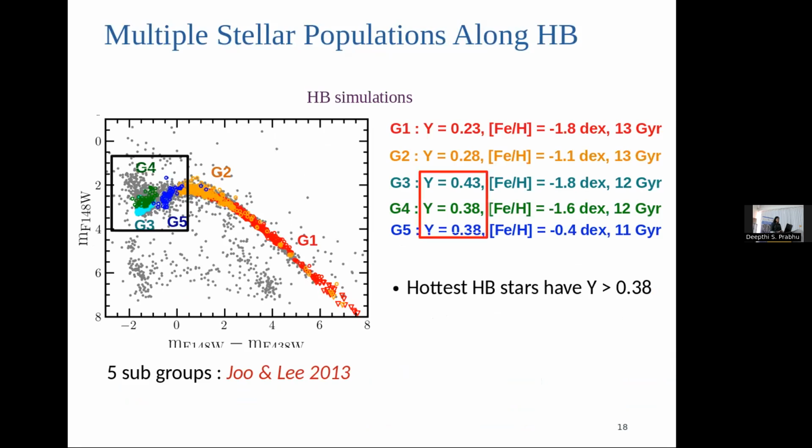So we can see that the hottest HB stars are enriched in helium and have helium abundance greater than 0.3. The extreme helium-enhanced populations are also found to be younger, with ages ranging from 11 to 12 gigayears.